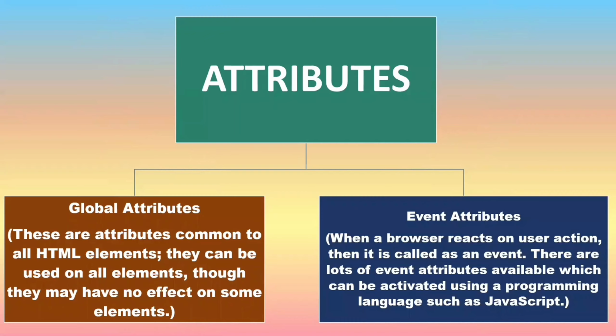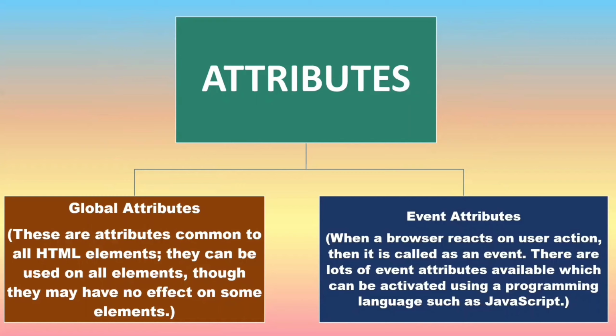So though they may have no effect on some elements, these are the set of attributes which can be used with all HTML tags. That is why these attributes are known as global attributes. On the other hand, there are event attributes.